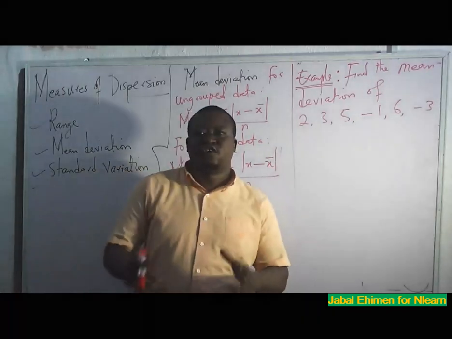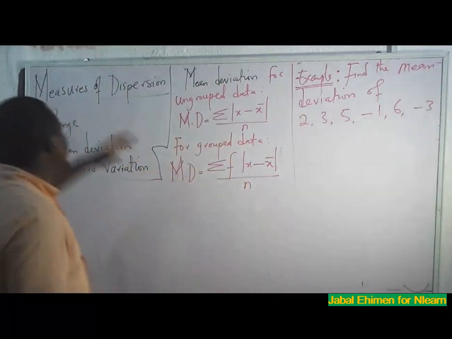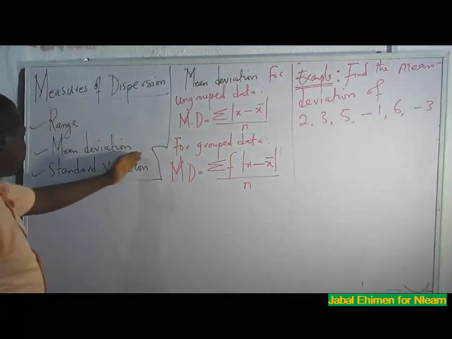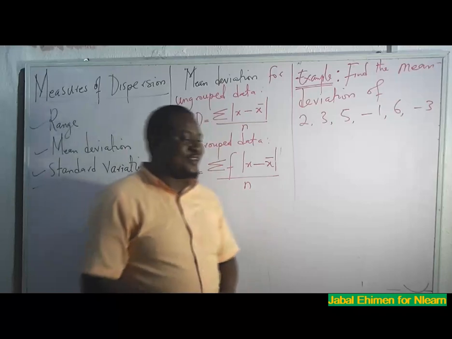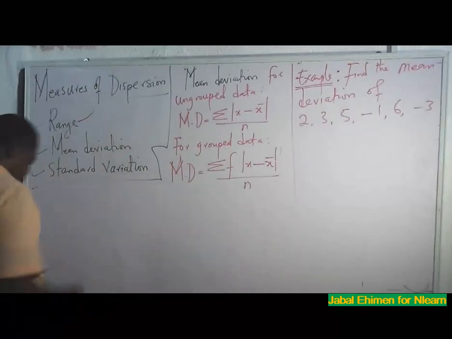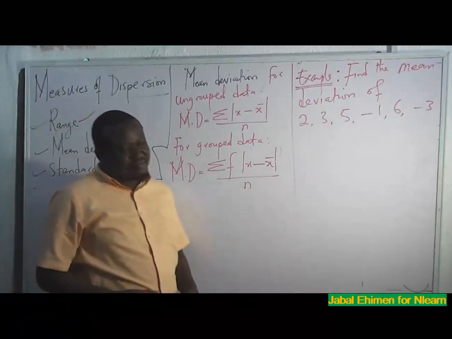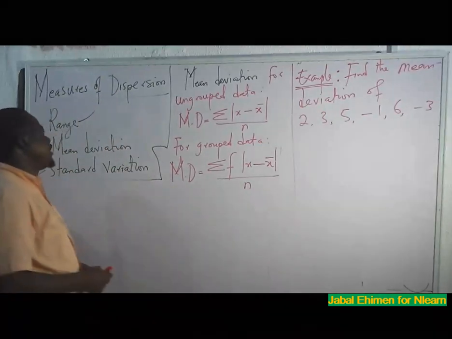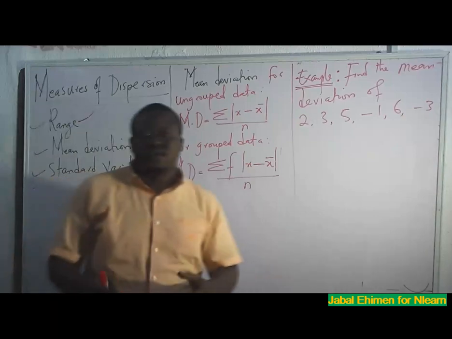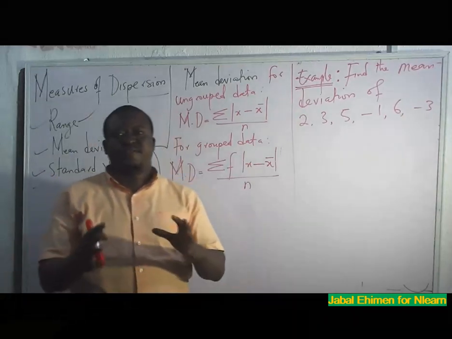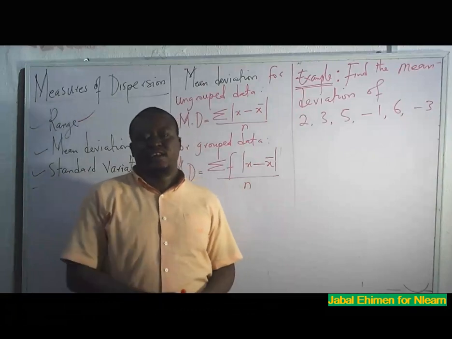Now we're here to talk about the range, the mean deviation, and the standard deviation for a new unit. Look at it. Range, first of all, is something you're used to. When we talk about range, range is just the difference between the highest and the lowest.